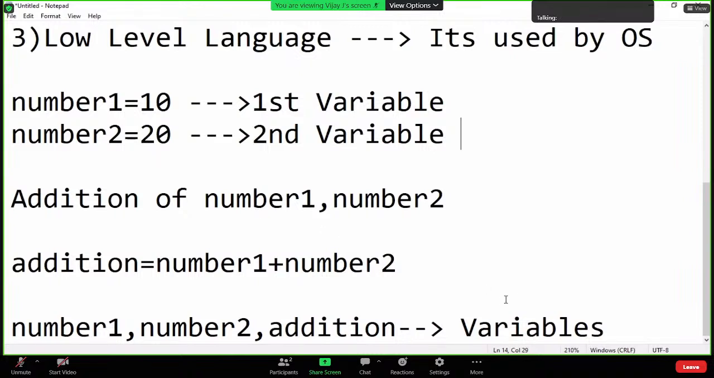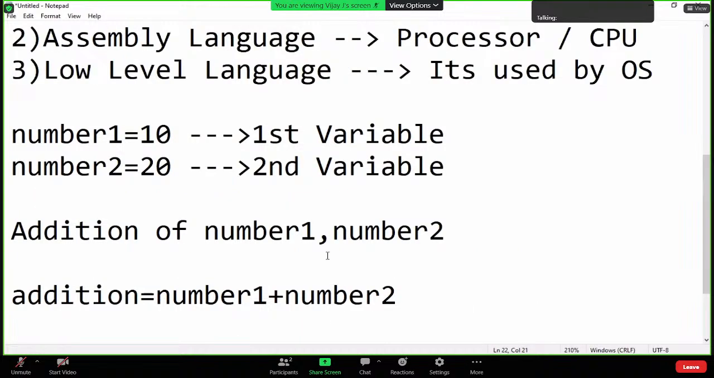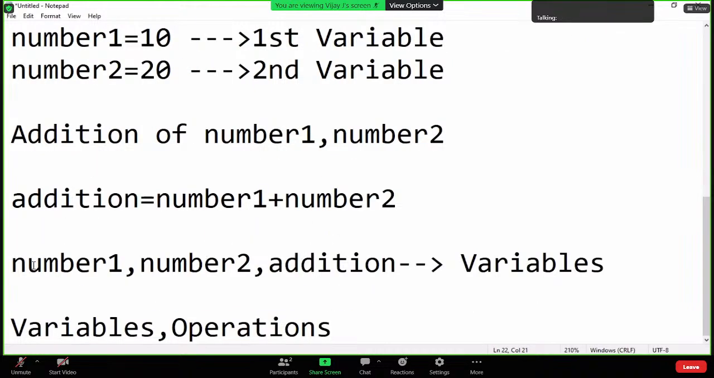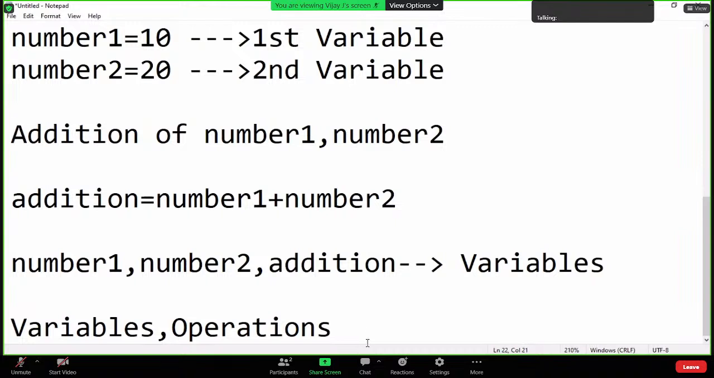But what does your program contain? In a program, we can find variables. And we can also find some operations. For example, as I already told you, the program contains 3 variables: number 1, number 2, and addition. And we are finding only one operation, that is addition. Clear?